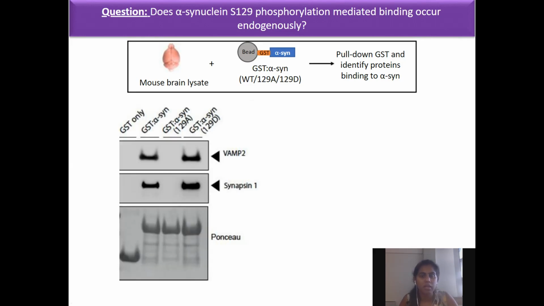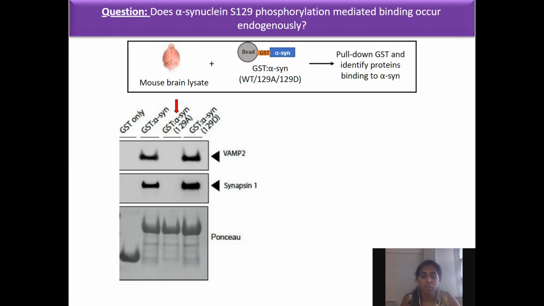So the second lane shows that the interaction occurs with wild-type alpha-synuclein, and we can pull down both VAMP2 and synapsin, and this is specific to alpha-synuclein because the GST control shows nothing. And strikingly, again, when the S129 site is mutated to an A, preventing it from phosphorylation, the binding to both VAMP2 and synapsin is abolished.